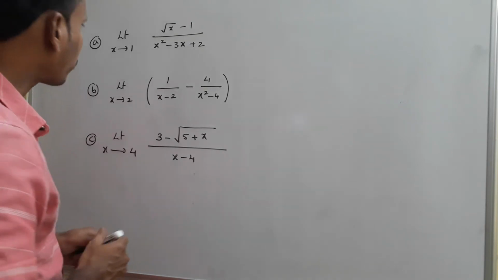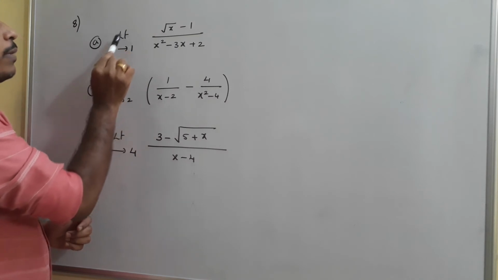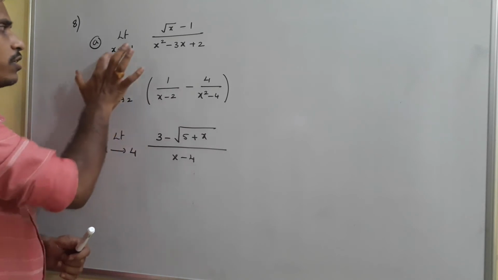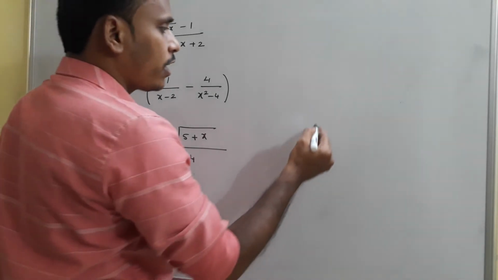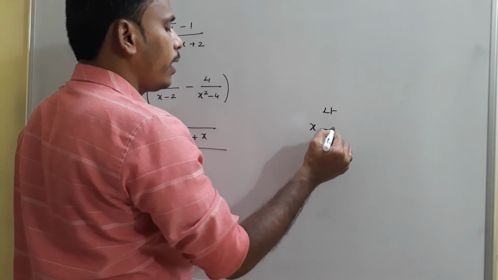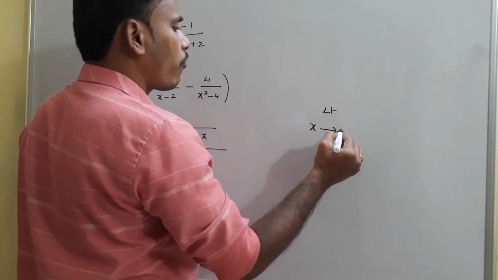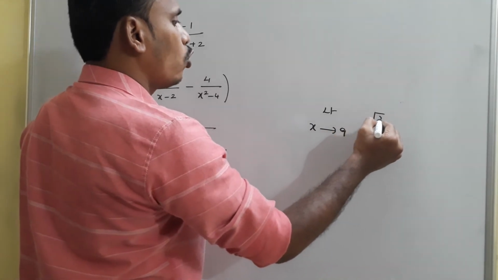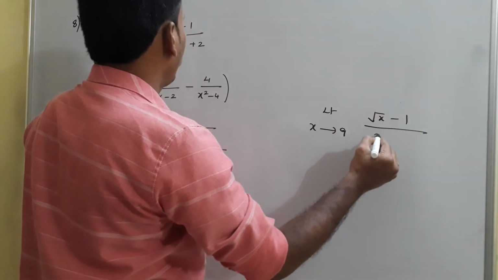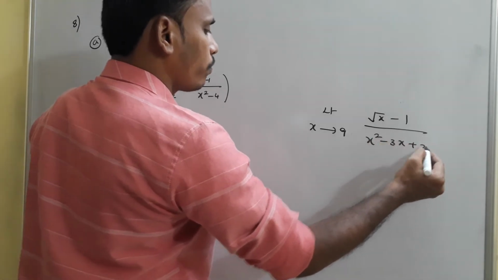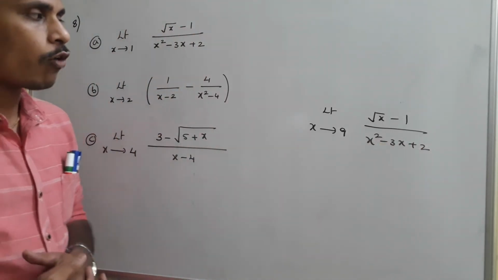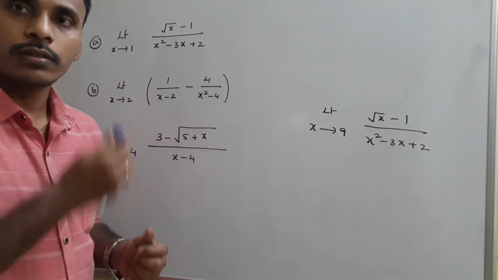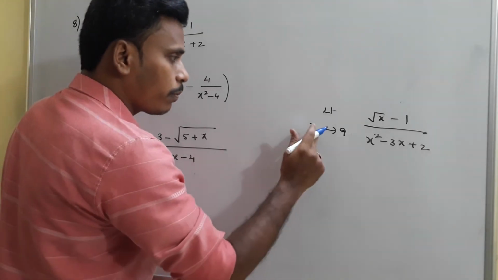Okay? See, look at the first problem. Limit x tends to 1 of (root x minus 1) by (x square minus 3x plus 2). See, this is x tends to 1. Okay? So just for discussion, I will give you one more value also. Limit x tends to, you may say some 5, or otherwise some 9 you may just take. Limit x tends to 9 of (root x minus 1) divided by (x square minus 3x plus 2). If anybody asks you the value of this function as x tends to 9, what is your answer? So your answer is simply this. You just replace x with 9.